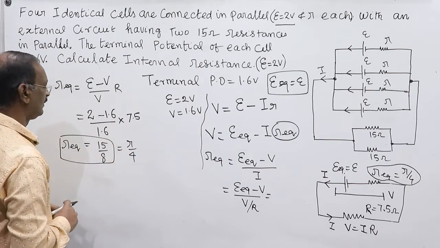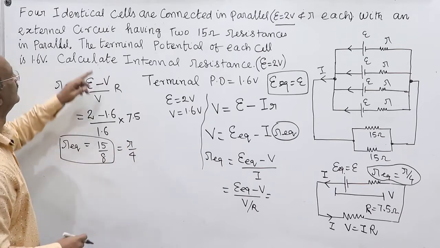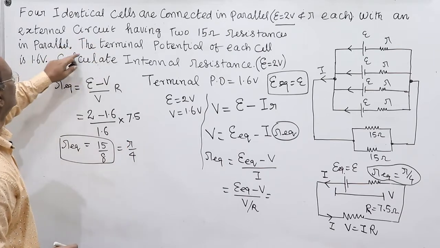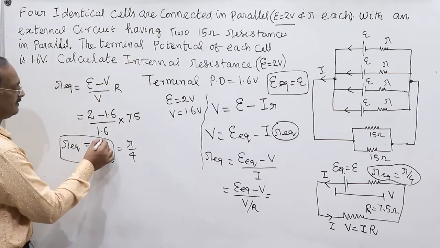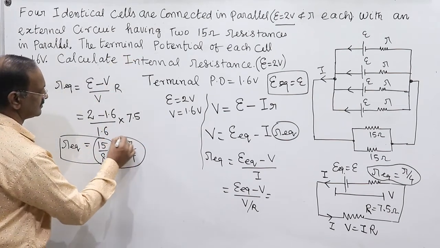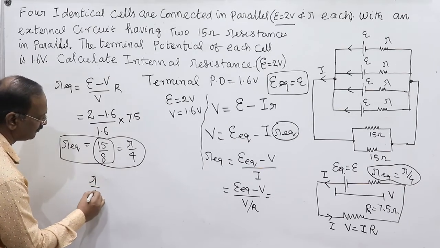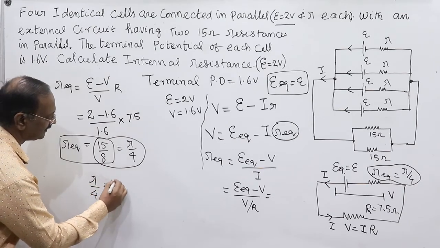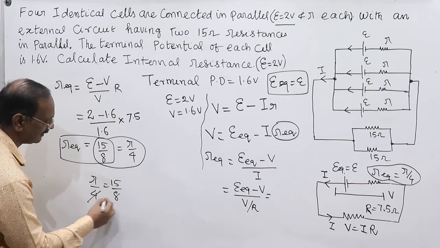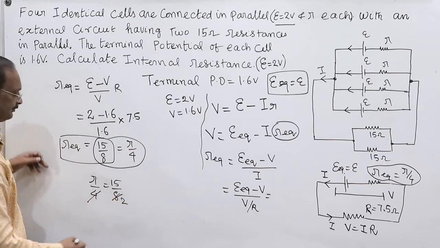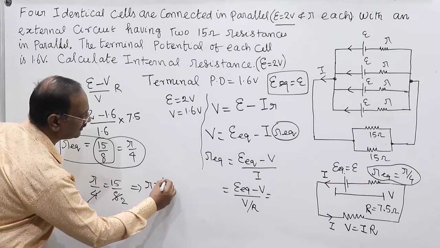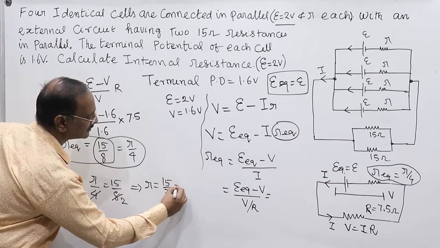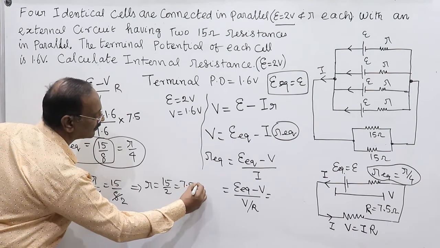Since we have to calculate the internal resistance, the circuit having two in parallel, the terminal potential of each cell, calculate the internal resistance. It means we have to join these two. That is, R by 4 is equal to 15 by 8. Cancelling this 2, the internal resistance R is equal to 15 by 2, which is equal to 7.5 ohm.